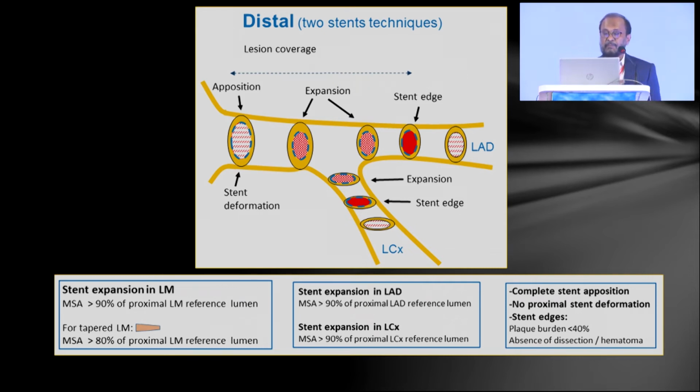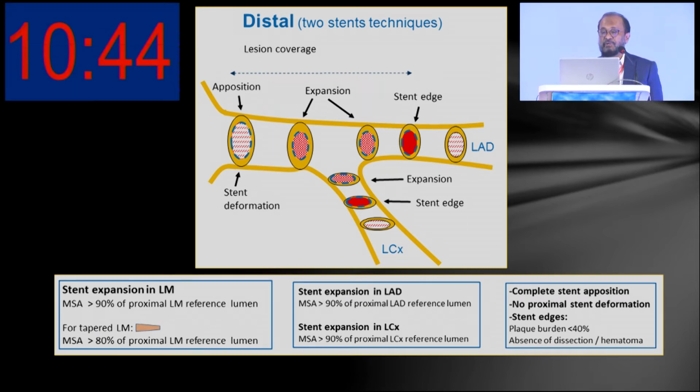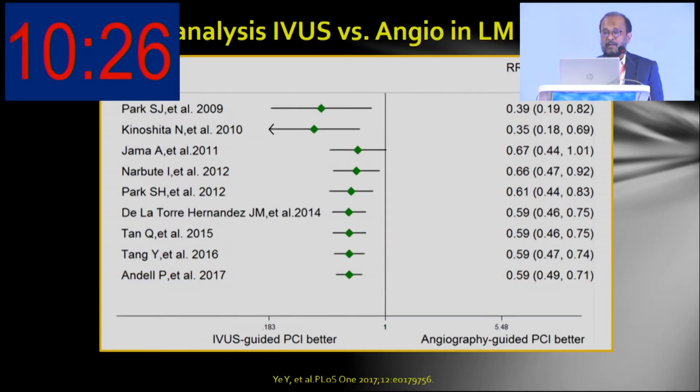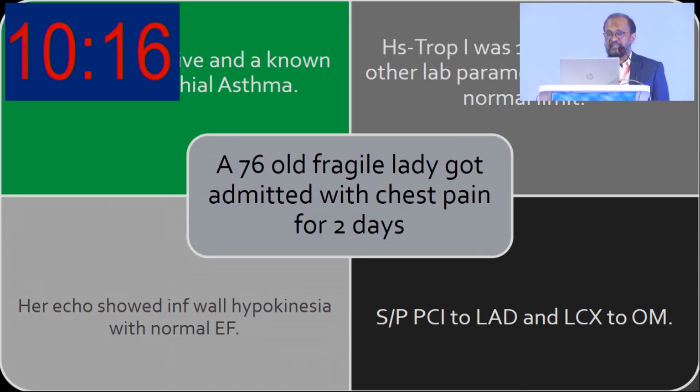Again, post IVUS, we need to see the stent edge, whether there is a dissection or not, stent expansion, which I've already shown, minimal stent luminal area, which should be at least 90% of the normal reference vessel diameter, and stent apposition as well. And in all the pooled analyses of the data, we can see IVUS guided left main PCI does better than angio guided left main PCI. So this is a case example.